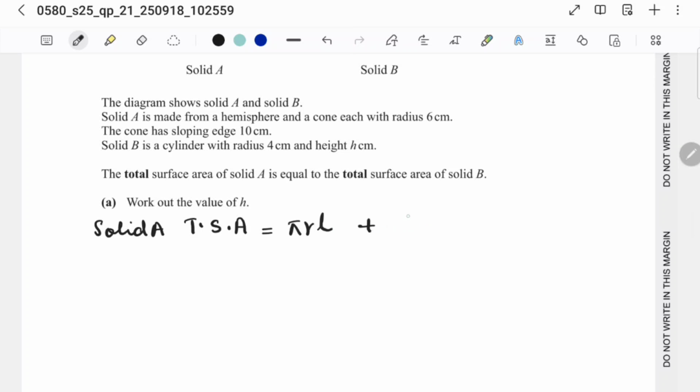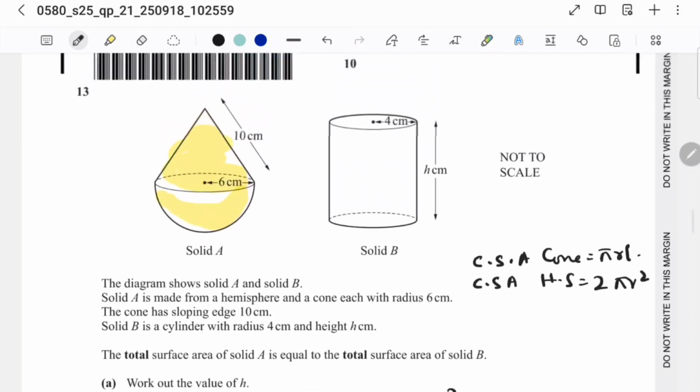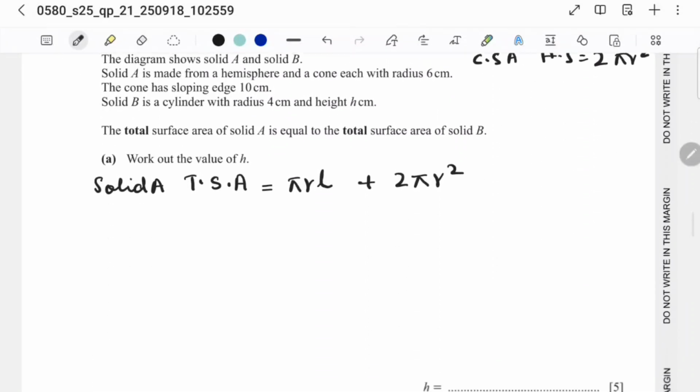And the curved surface area of the hemisphere is 2 pi r squared. The curved surface area of the cone is pi r L, and the curved surface area of a sphere is 4 pi r squared, so this is the half, which is 2 pi r squared. Okay, the radius is 6 for both, and the slant height is 10.